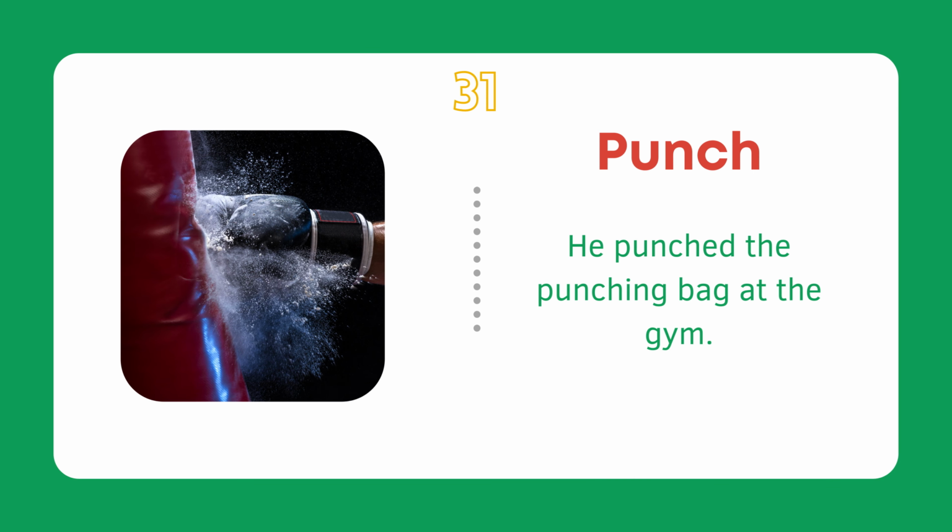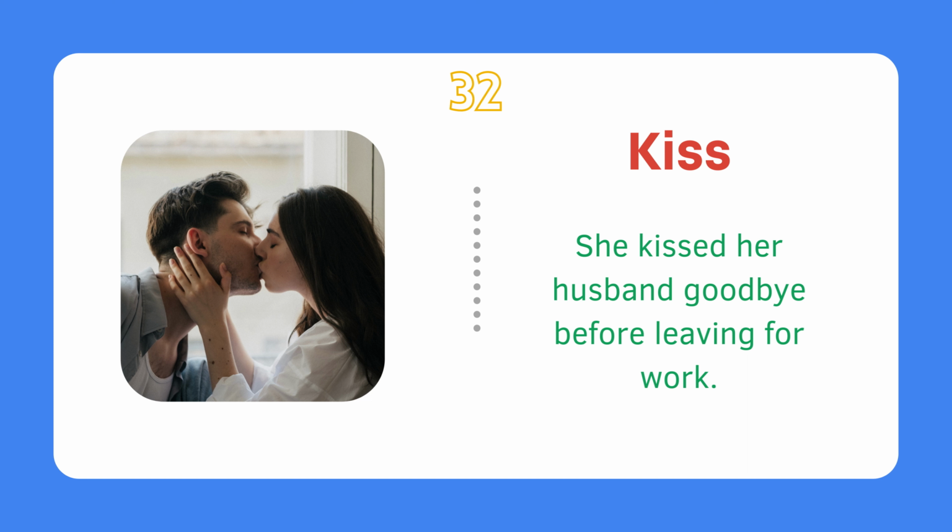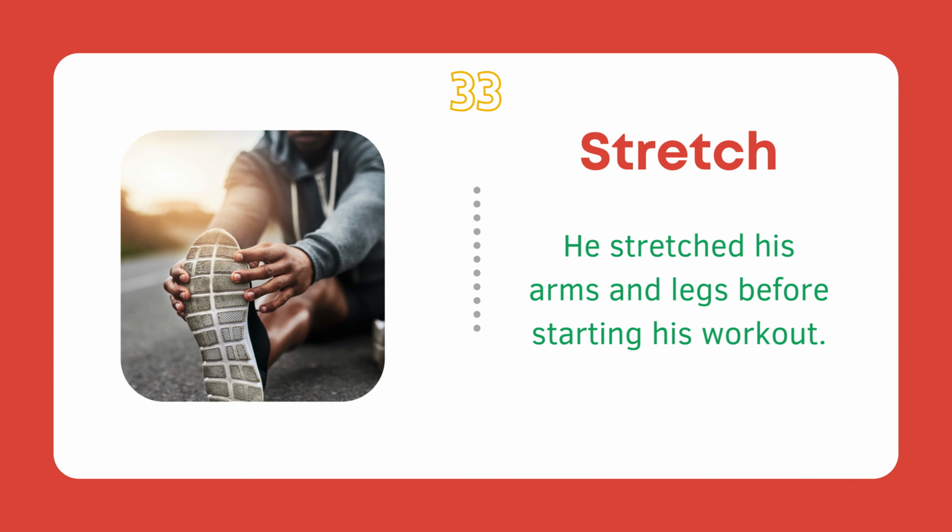Punch. He punched the punching bag at the gym. He punched the punching bag at the gym. Kiss. She kissed her husband goodbye before leaving for work. She kissed her husband goodbye before leaving for work. Stretch. He stretched his arms and legs before starting his workout. He stretched his arms and legs before starting his workout.